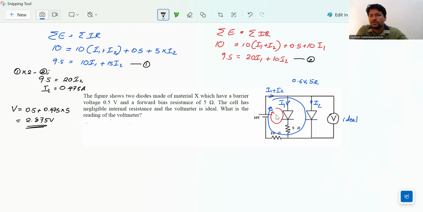Now, if you think more, right, if you think more, there's an easy way. So now I'm going to draw both of these diodes as one.